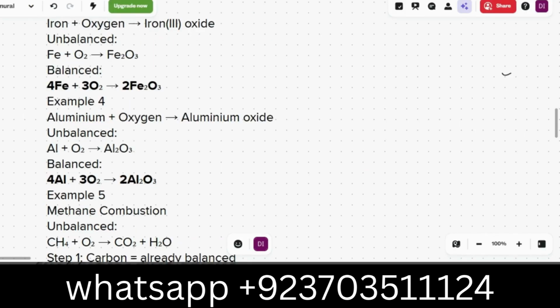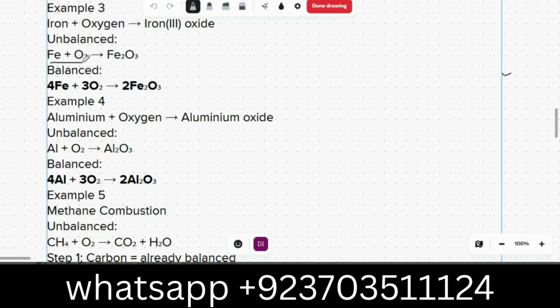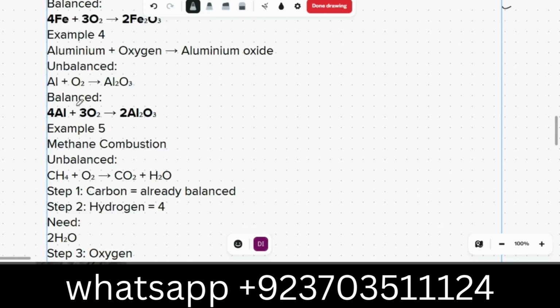Now you can see there is iron. Iron is reacting with oxygen, giving us Fe2O3. So here we have two oxygen, and here we have three oxygen in the product. We have to balance it out. So we will multiply this by 2. Now 2 threes are 6 oxygens, so we will multiply this side by 3. Now oxygen is balanced. What about iron? That is Fe2. Fe2 times 2 will be 4, so we will simply multiply this iron by 4.